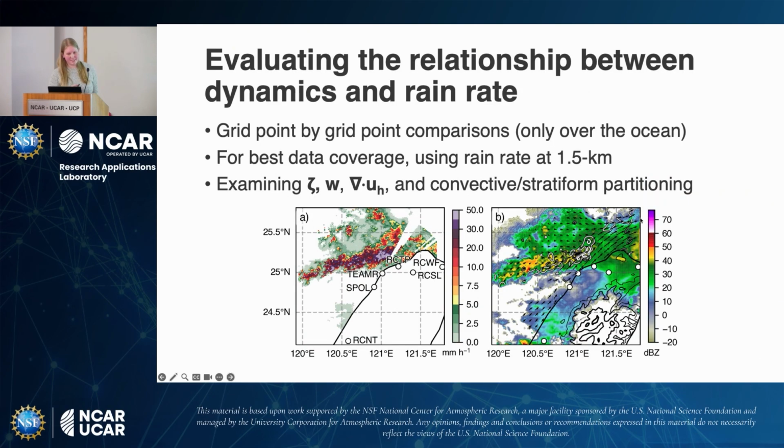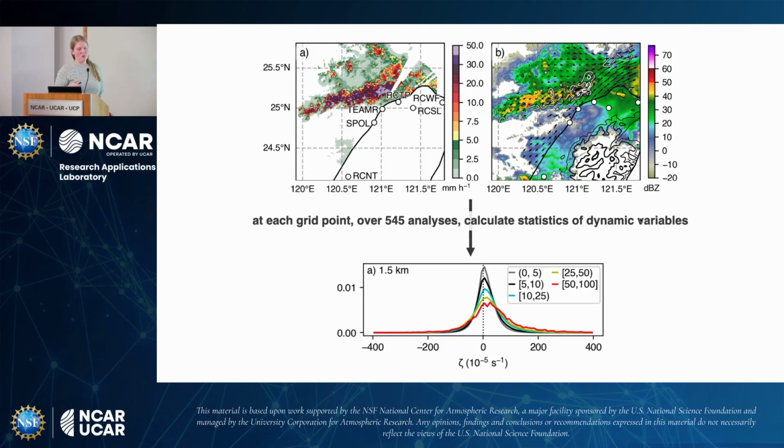But to statistically evaluate this, we did grid point by grid point comparisons over the ocean. Again, I already mentioned the rain rate, 1.5 kilometers. And the kinematic variables we're going to look at include relative vorticity, vertical velocity, divergence, and then we'll also do some convective stratiform partitioning with echo at the end. So at each grid point, over all 545 analyses, we'll calculate statistics of dynamic variables. So the example is shown here.